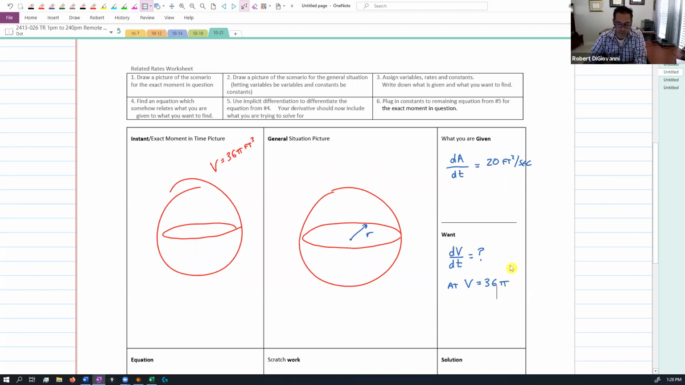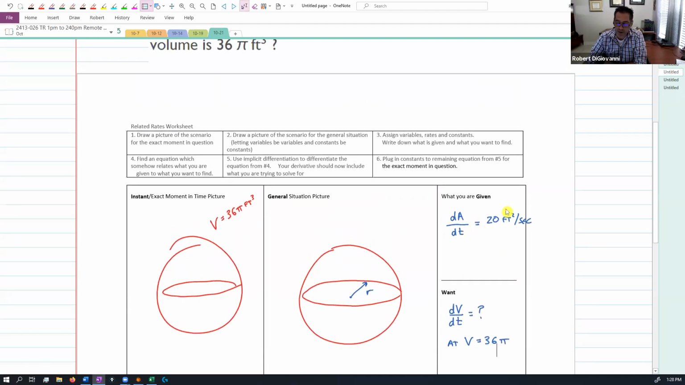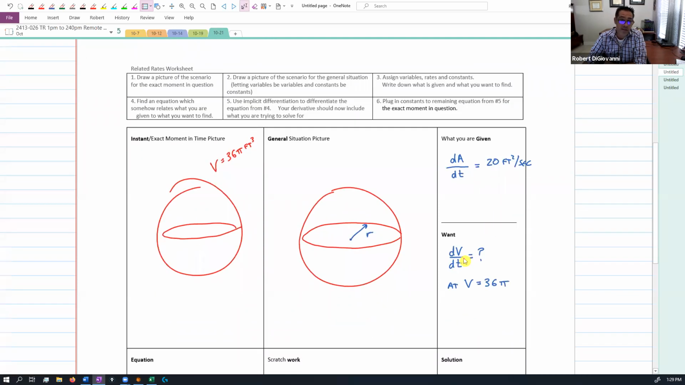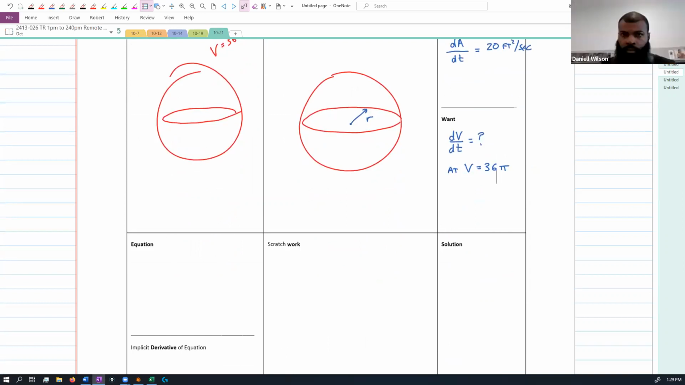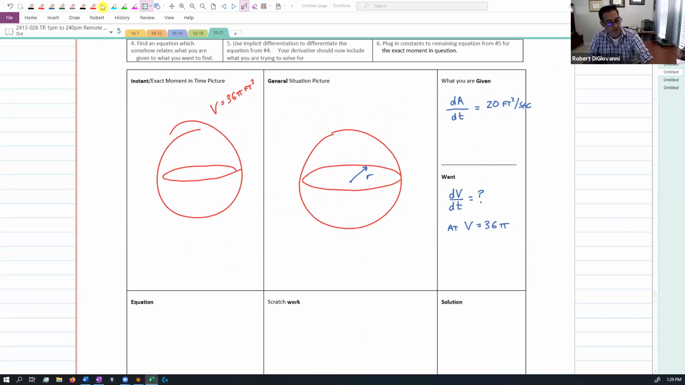All right. We know how fast the surface area is changing with respect to time. We want to know how fast the volume is changing with respect to time at the exact moment that the volume is 36 pi. With me? Okay, now what do we need, Hunter? We need our equation that relates these two variables. Yes, exactly. That relates area and volume.